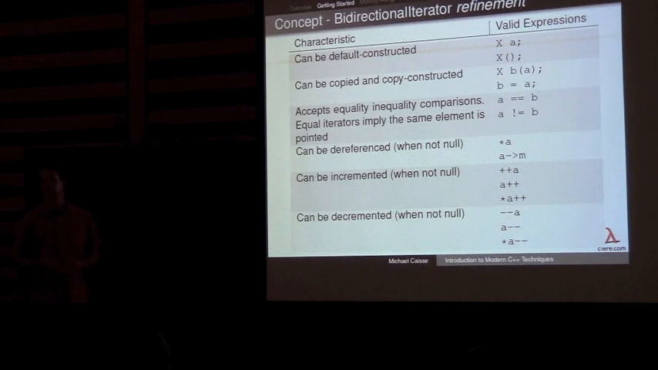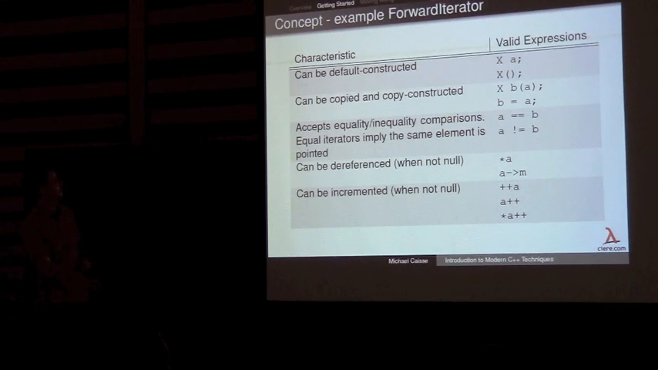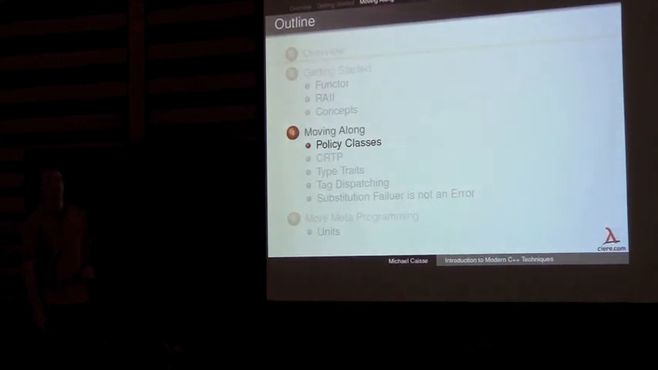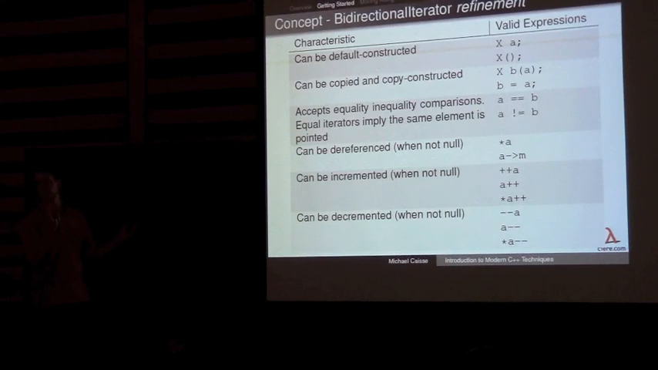So a bidirectional iterator is a refinement on a forward iterator. So we refine it by changing a few things, right? So before, we had this. It can be incremented. Now we've refined it. It can also be decremented when not null. Great. Make sense? Those are concepts. We don't want to fall asleep, so we're going to start doing coding in here soon.